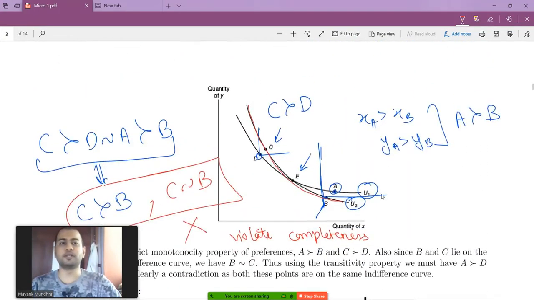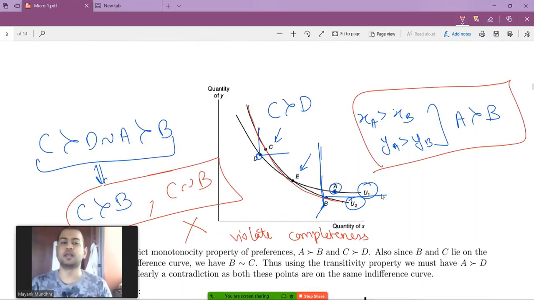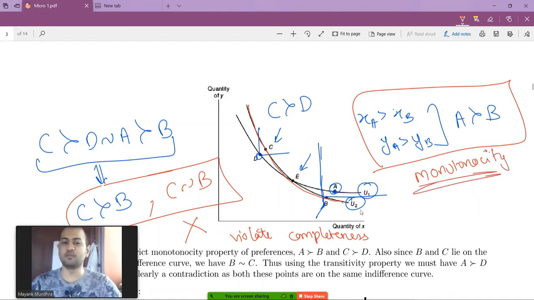The property that I just mentioned, that if you have more of each thing, that bundle becomes more preferred, is called monotonicity. Monotonicity basically means that more is preferred. It's true, monotonicity is obeyed if both commodities are goods, otherwise it's not. More pollution is not preferable. So monotonicity is true only when all commodities are goods.